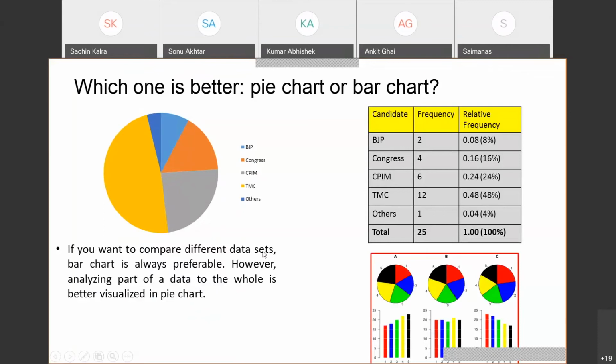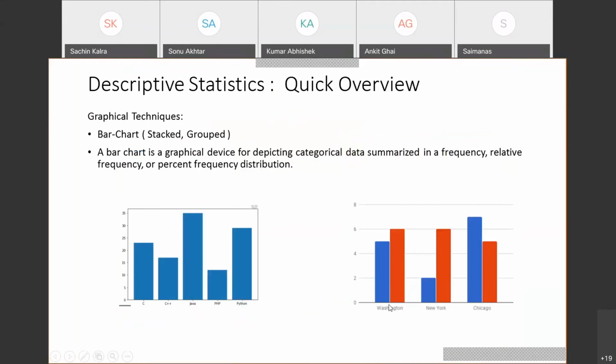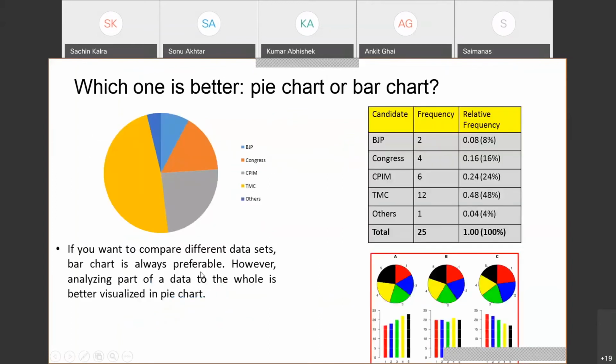Now, I cannot just put all the information of New York, Washington here. It will be a mess like this, right? Suppose this is for New York, this is for Washington, and this is for maybe another city. Now, can I compare this fifth category of this pie chart with this category? I don't know. There's a millimeter deflection I cannot notice. So that's why if you want to compare different data sets, go with bar chart.